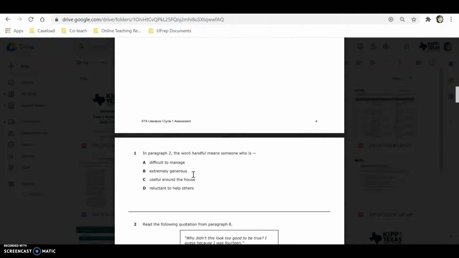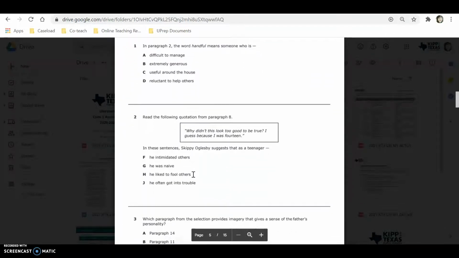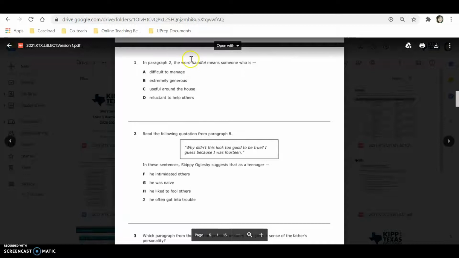So now we're going to go to the questions. I will read each question out loud for you. I expect that you pause this video in between so that you can answer the questions on the right side of your screen in Illuminate.